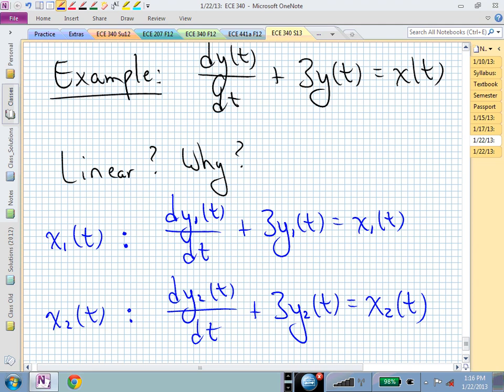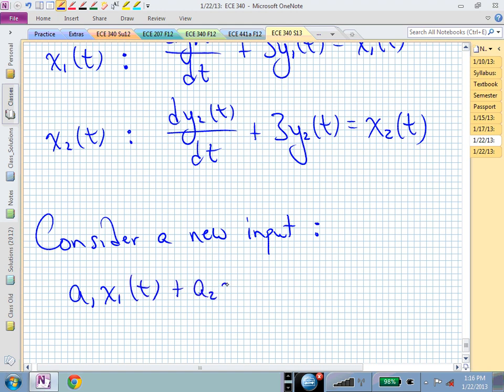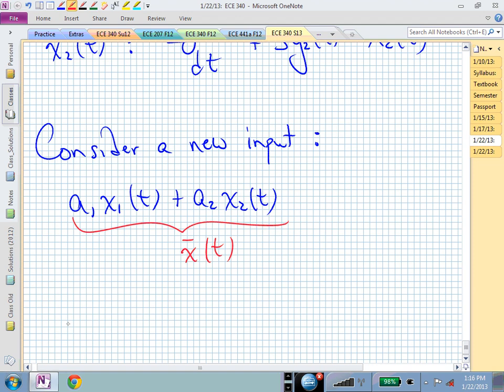Now, what happens if I consider a new input? In particular, what if I make that new input a linear combination of what I already had? Let me just call this x bar of t. If my system is linear, then I should see what for the output?